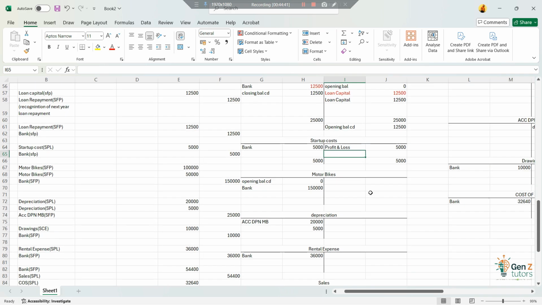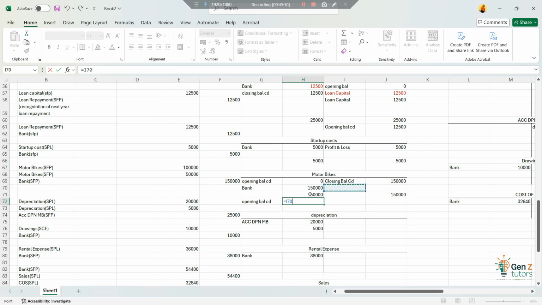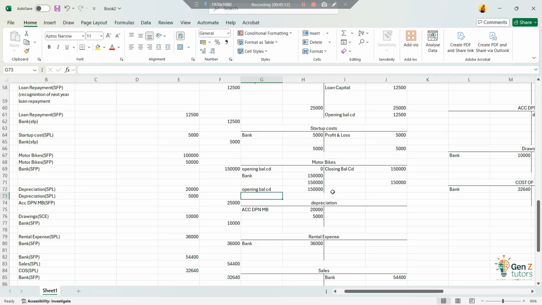And then also motorbikes. Motorbikes are an asset, they go into the SFP, so it must have a closing balance as it had an opening. Then we say, okay, fine. Here the side is equal to this. Now to equate this, we say closing balance carried down, and then put in that 150,000. Then the opening balance for next year is going to be that 150,000 over there. And then you're done. You're closing off the accounts.